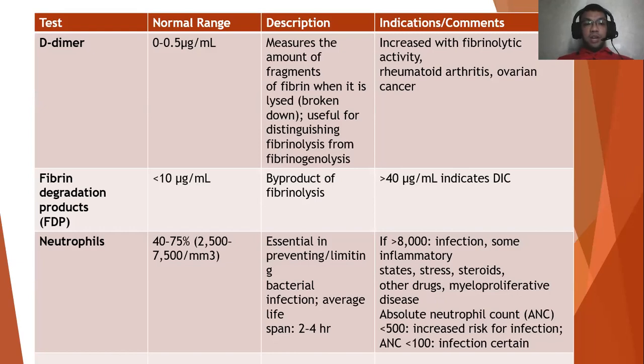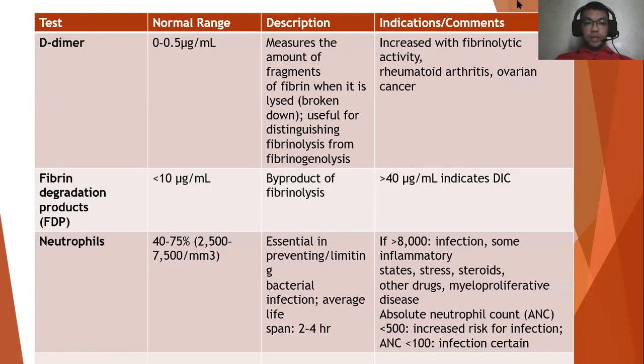For fibrin degradation products, FDP, it's less than 10 micrograms per milliliter. It's a byproduct of fibrinolysis. More than 40 micrograms per milliliter would indicate disseminated intravascular coagulopathy. This is a disorder where blood clots will form in various parts of the body of a patient, which is very, very dangerous.